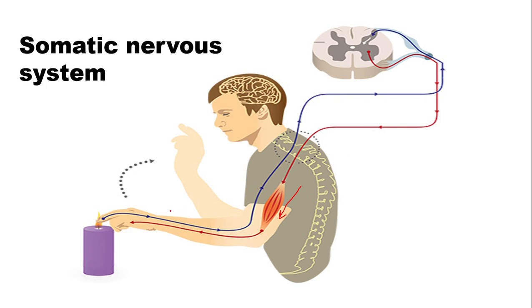For example, here you can see that this person is touching a candle. By touching the candle, the nerves which send the message to our brain will be the sensory nerves, and these will be the somatic sensory nerves. After that, the brain will send the message again towards our finger, and this sending of the message will be with the help of the motor neuron, and these motor neurons will be categorized in the somatic nervous system because it is sending the message to that part of our body that is under our conscious control.